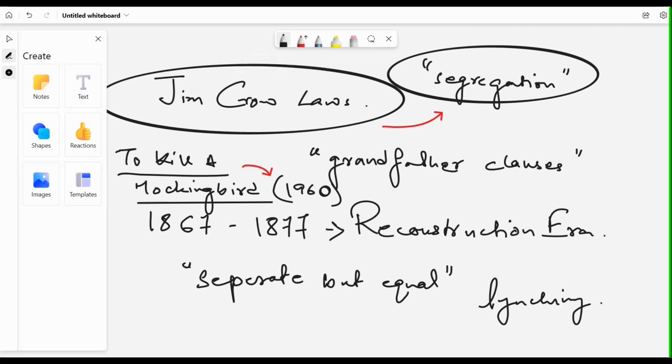Even Ralph Ellison's Invisible Man, which came out in 1952, is a response to many of these racial conditions which existed in America.